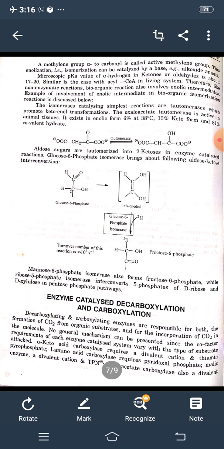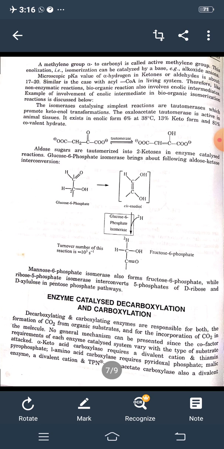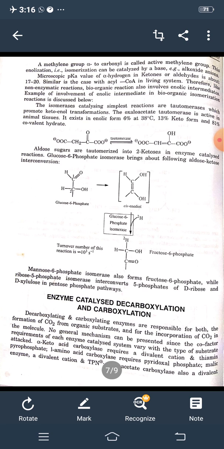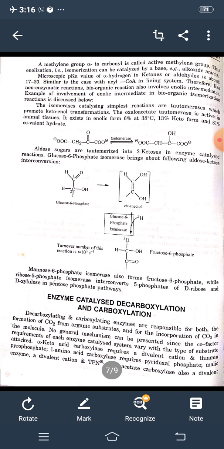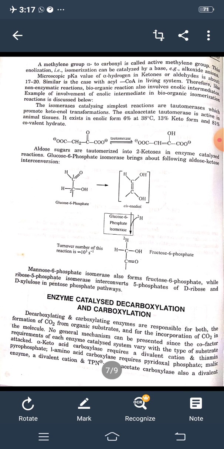Aldose sugars are tautomerized into 2-ketose in enzyme catalyzed reactions. So glucose 6-phosphate isomerase brings about the following aldose ketose interconversion. Suppose glucose 6-phosphate is converted into the cis-enediol. Then again with glucose 6-phosphate isomerase, fructose 6-phosphate is formed.